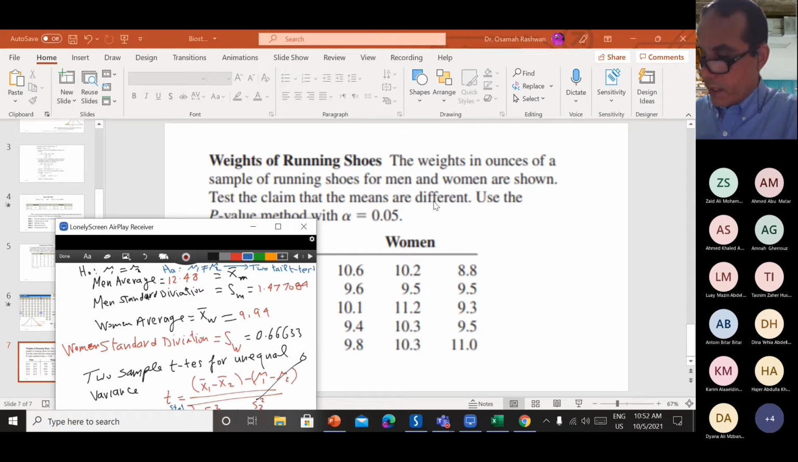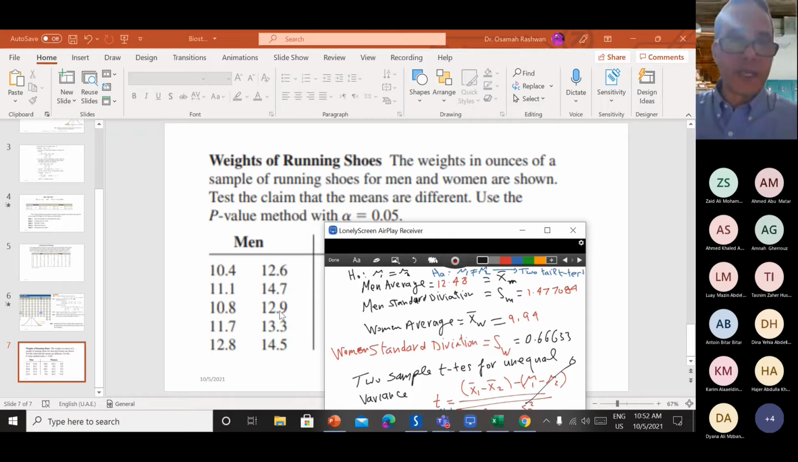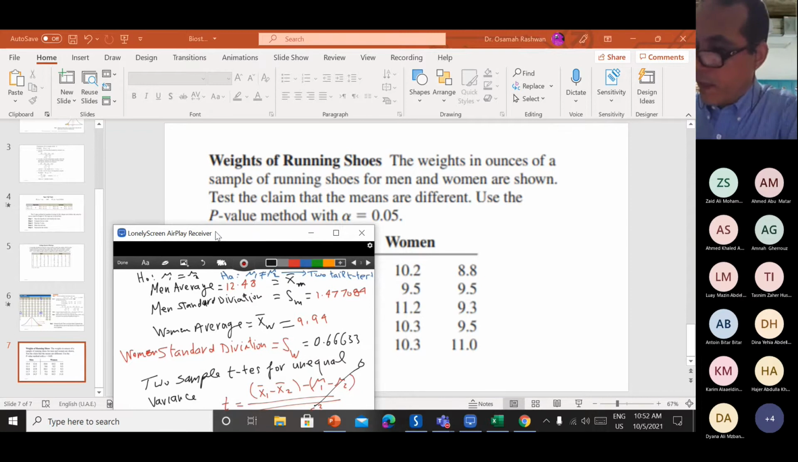Now I'm just having t-stat. Can you give me x1 bar? 12.48 minus 9.94 over root square of S1 square, which is 1.47 square over N1. What is the sample size of the men? 1, 2, 3, 4, 5, 6, 7, 8, 9, 10. So N1 is 10.